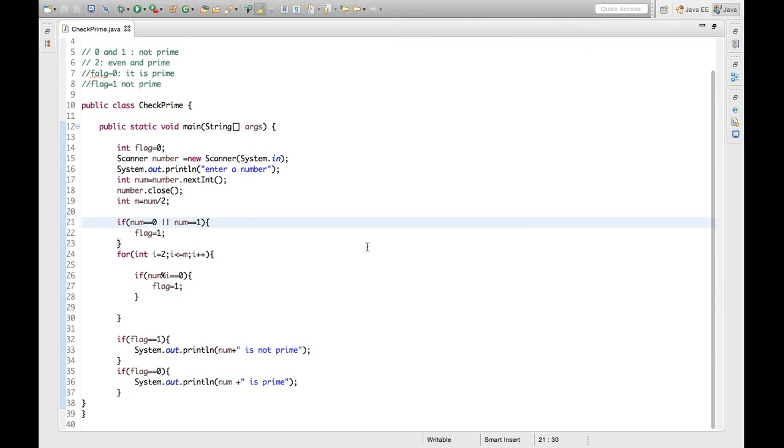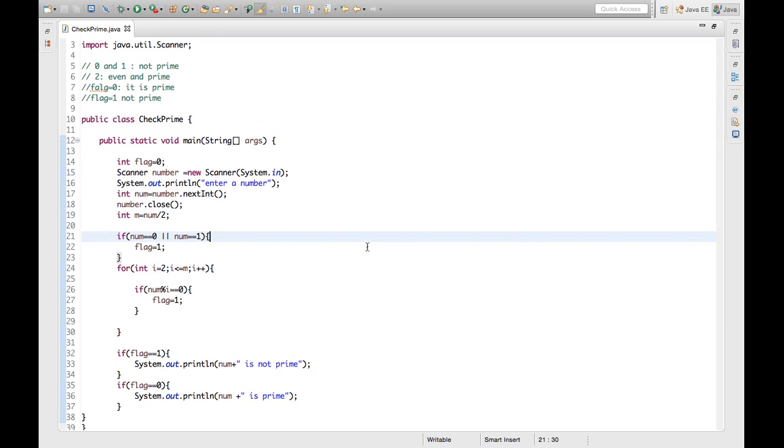So here we have discussed how to check whether a number is prime or not.